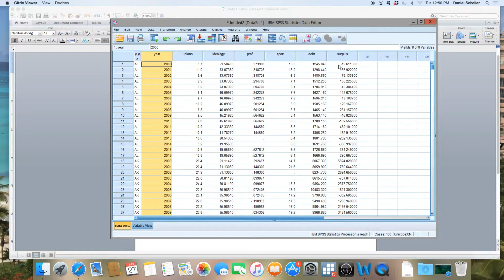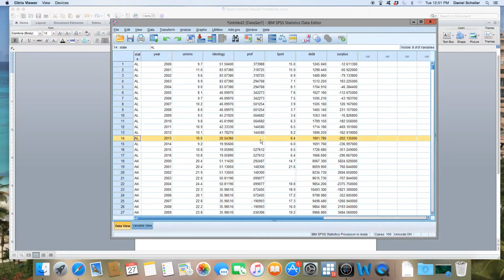So for example, this value of a -12.6 means that for Alabama in the year 2000, the amount of debt per person in the state was about $12.61. When you look at the data set, for example, cell 14, this is Alabama in 2013. Their workforce for that year, 10% of it was unionized. The state government ideology score was 20.54, so on the conservative side, with 50 being perfectly centrist.